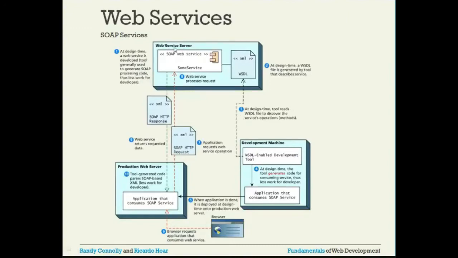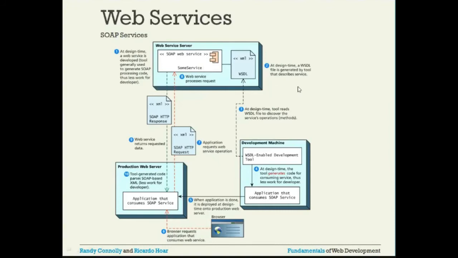This is the web service server. This is the production web server. This is a development machine. Some of the activities happen at the design time or the development time, and some of the things happen at production. At design time, a web service is developed. A tool is generally used to generate the SOAP processing code, thus less work for the developer. Normally, certain tools are used to generate the SOAP processing code. So here is the SOAP processing code.